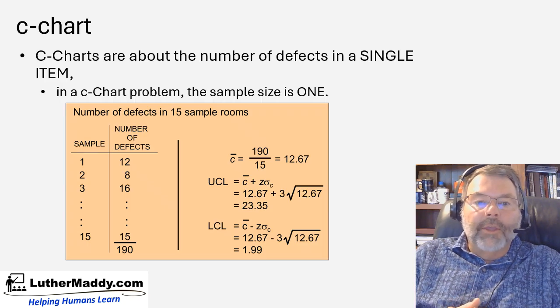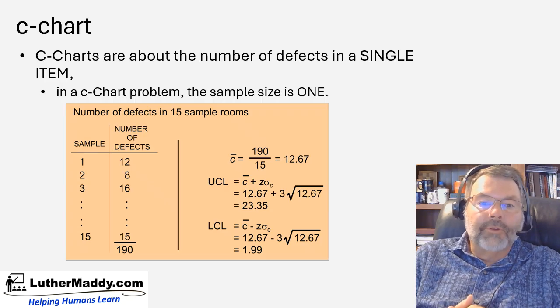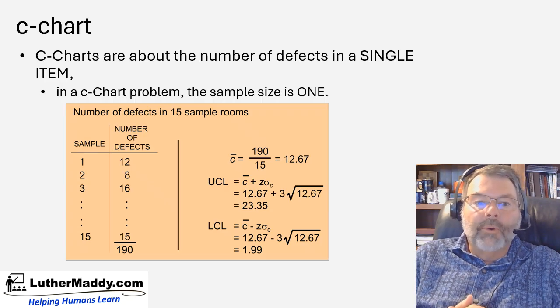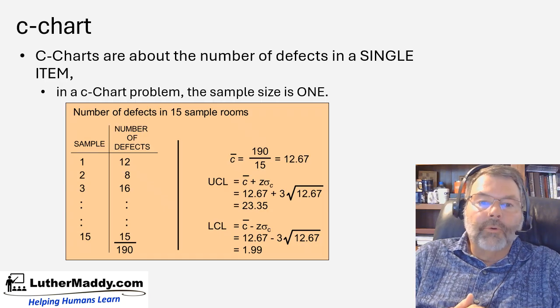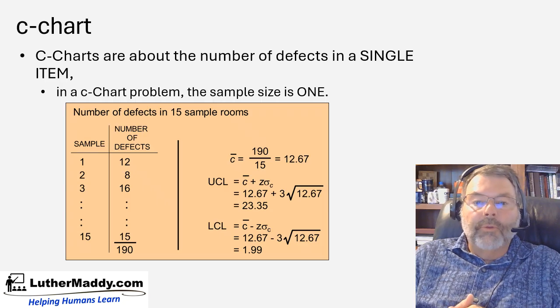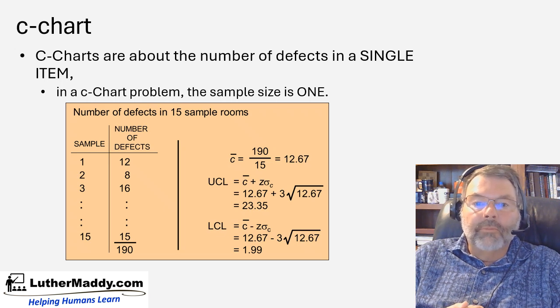So in this case, we have 15 samples, and we've counted the number of defects that we found in each room. So on sample room 1, we found 12 defects, and so on and so forth. So all the way down through the 15 samples, we found a total of 190 defects. So then we have the average number of defects, which in this case is 190 divided by 15, or C bar would become 12.67.